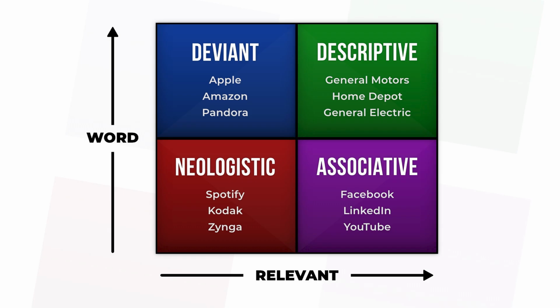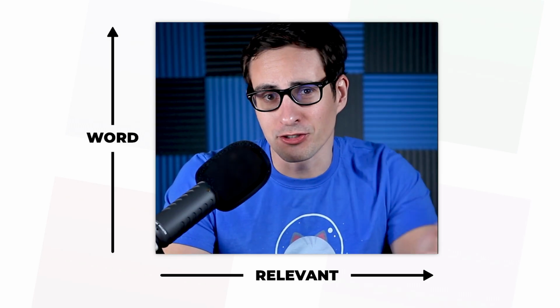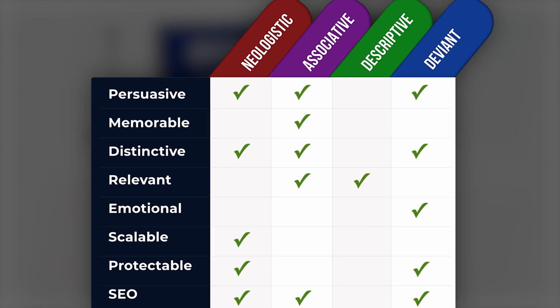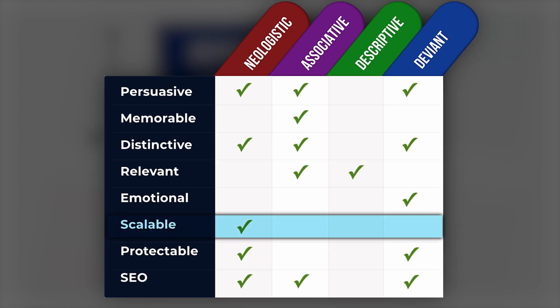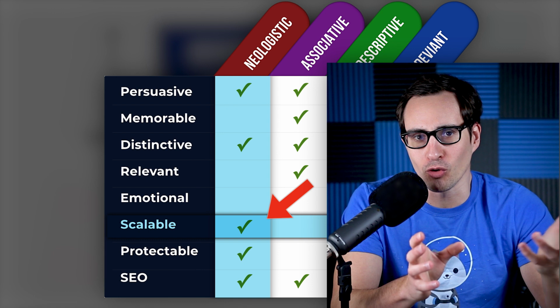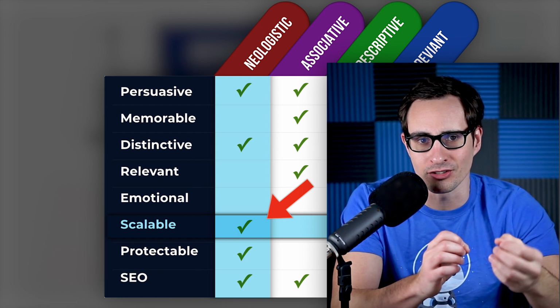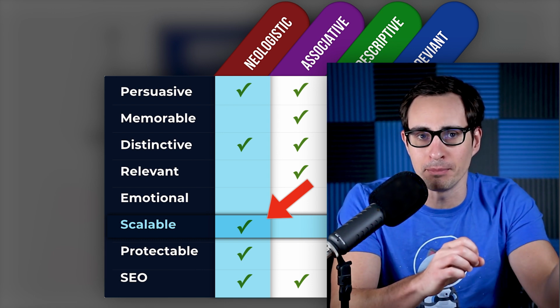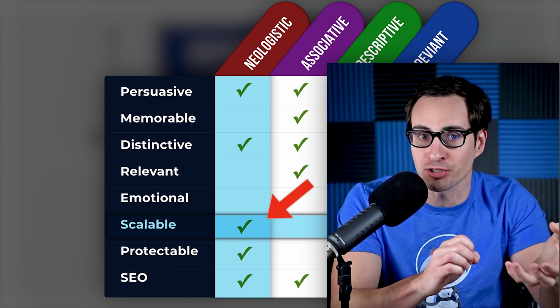Now, which type of name should you choose? It depends on your goals. Here's a chart that can help you decide. For example, if you want a scalable name, a name that you can bring and expand to different countries, you should choose a neologistic name with no inherent meaning. Since your name won't have any pre-existing associations, you'll have a blank slate on which you can build the exact branding and perception that you want. The downside is that you'll be starting from scratch.